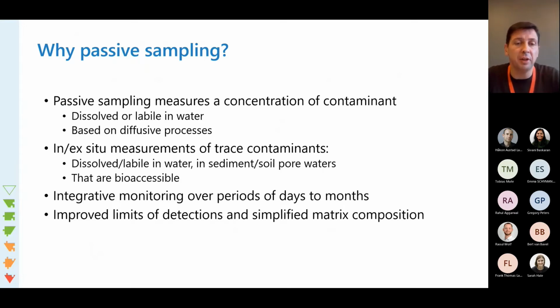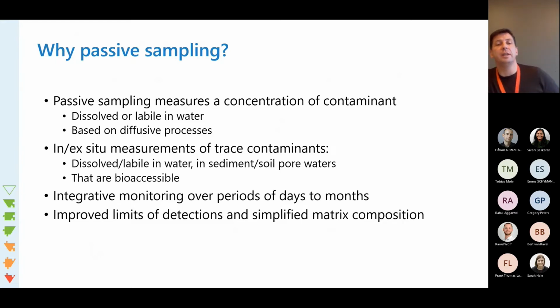So why passive sampling? Passive sampling, very simply, means taking a device that we deploy, most often in the environment, where it will accumulate contaminants over time, and then we bring that device back into the laboratory and we extract it, analyze the amount of chemicals that have accumulated in that device, and then with some procedures which I will describe a little bit later on in this presentation, we calculate the concentration that was in that environment for the period of exposure.